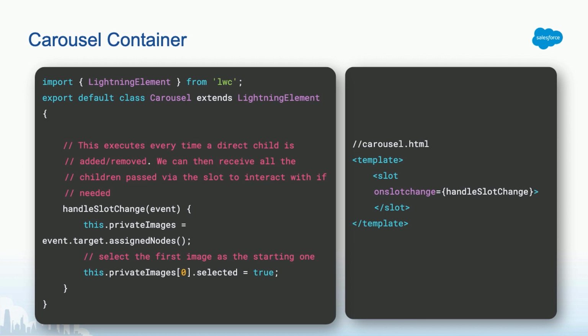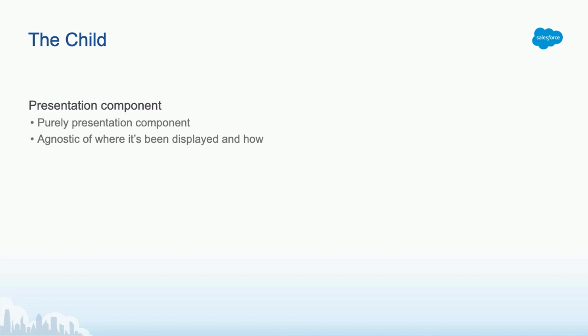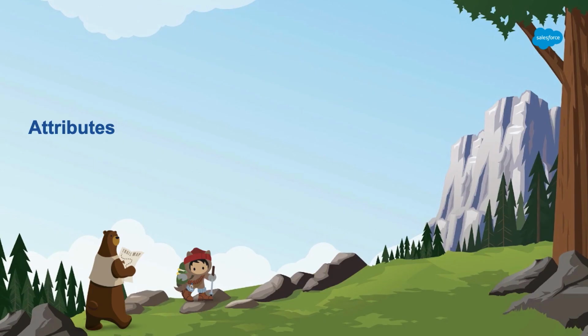So we have a slot change event, which is, by the way, something that is standard web standards. Every time the slot change event fires, the container handles that. The slot change will only fire when there is a new child that is being added or removed, not when there is an attribute change. So that's very important. So here's this example. All we're doing is just getting the images, selecting the first one. Simple. The child is just a presentation component. It's very agnostic. It doesn't really know what is being displayed or how it's being displayed. It doesn't really care. It just has styling and communicates with its parents sending events.